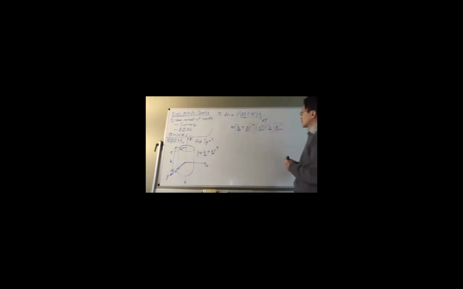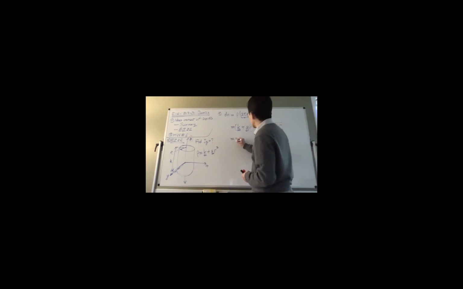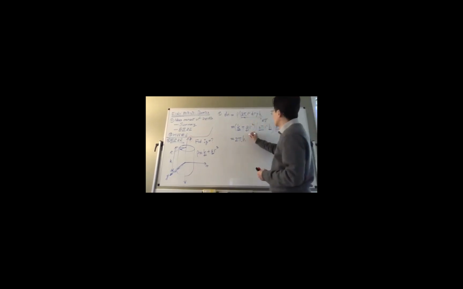Therefore, this thing can be written as, put them together, and you can move this one to outside, and then that means we're going to have 2 pi times h times this thing here. We're going to have k r plus a r cubed times dr, right?